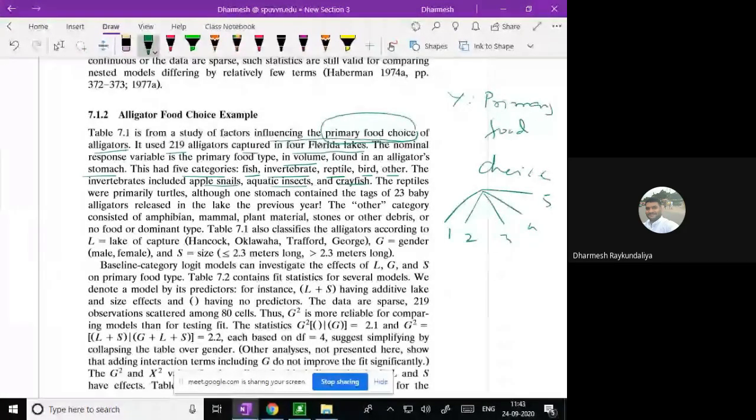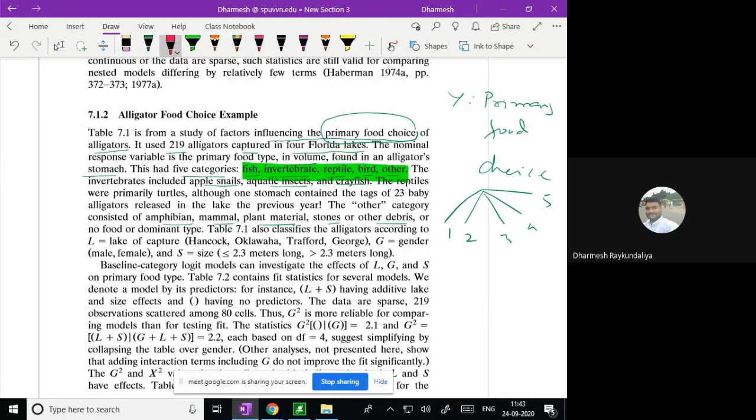एंड रेप्टाइल के अंदर आपको टर्टल मिला है, also stomach contains the remains of 23 baby alligators released in the lake the previous year. Okay. The other category consisted of amphibian, mammals, plant materials, stones, others, and no food or any dominant type. So these are the further, कि others में क्या लिया है उन्होंने, तो हम पकड़ के चल रहे हैं कि their primary food choices are these: fish, invertebrate, reptile, bird, and others.